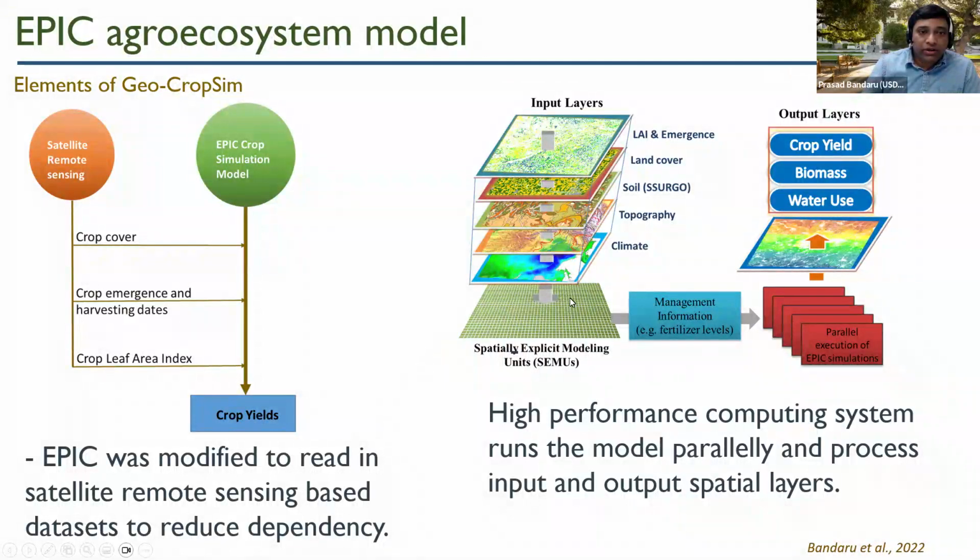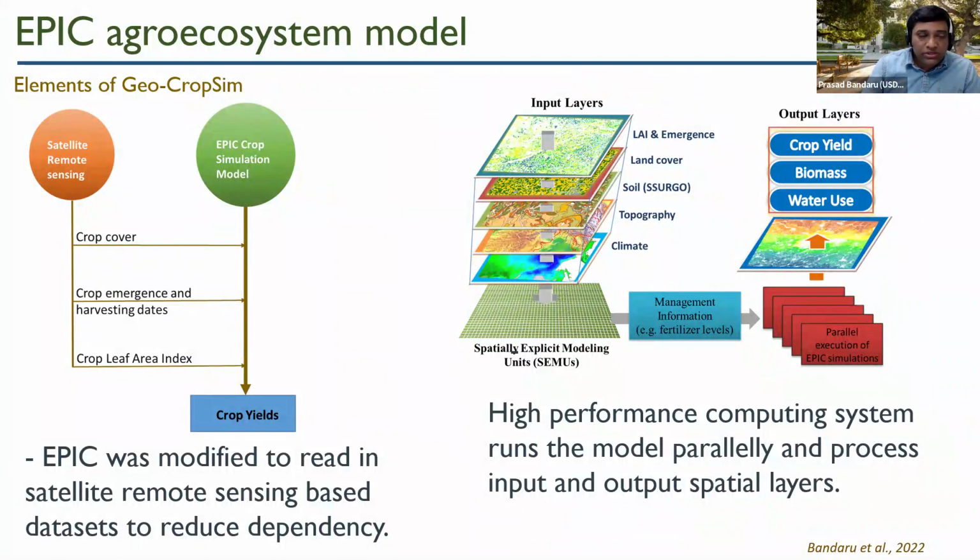And then second thing, we created this high performance computing system, and the system processes different spatial layers and provides input for individual pixels, and runs the model with the management information in parallel, and post processes all the output and creates the spatial layers again. The output is written by the model in text files. So if we run for a million pixels, we have a million text output files. So we have to post process all the output files. Running on a regular PC takes a very long time, maybe a couple of months. So this high performance computing system is now allowing us to run the simulations at the national scale in one day.